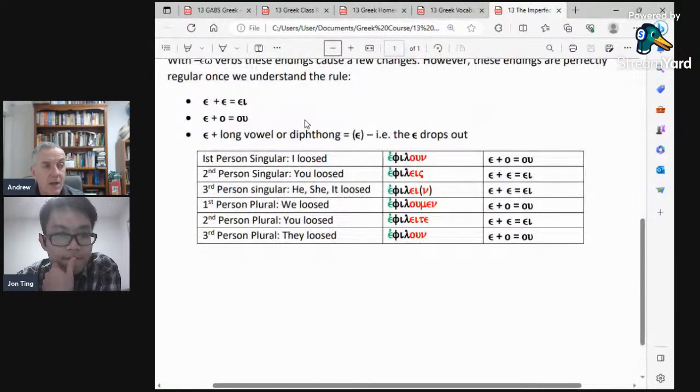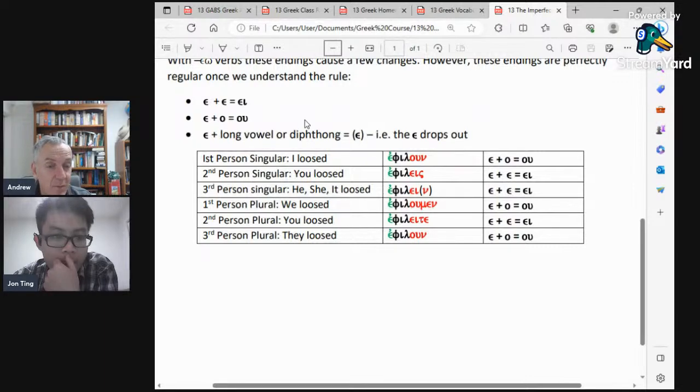You don't find it here in the imperfect, but it does occur in some other forms. So with the present tense, say phileo, the epsilon drops out in the present tense. So you have "I see." Phileo becomes philo, and what else do we have? Phileousen becomes philousen, and the diphthong again drops out.